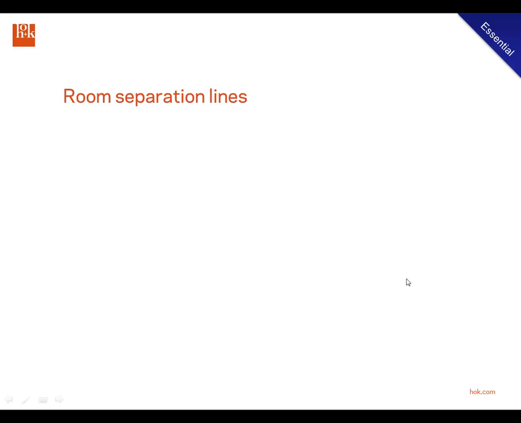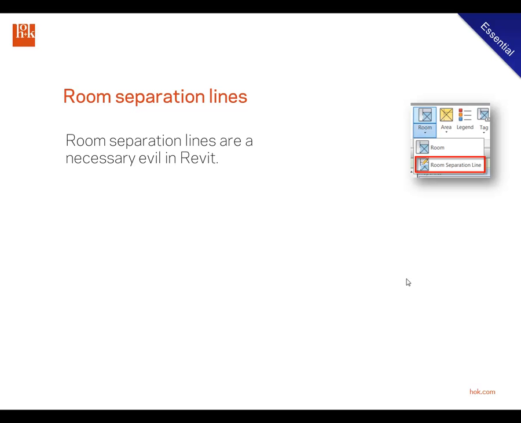Hi, so this little tip is to look at room separation lines. Unfortunately, room separation lines are a necessary evil in Revit. Normally what you would do is place a series of walls and place a room within the four walls to create a closing boundary, and that gives you an area. But there are occasions where you don't necessarily have that luxury, so that's where room separation lines come in and they can help you close areas.